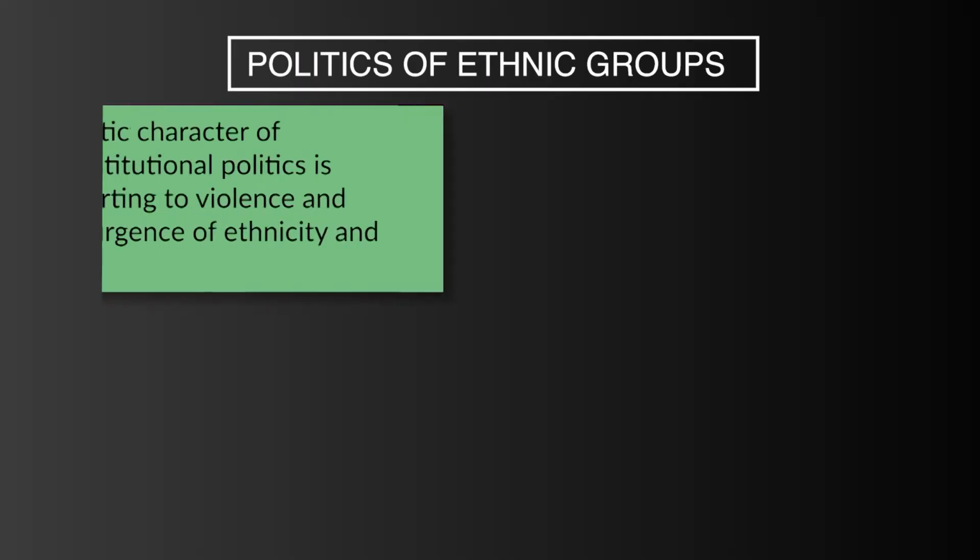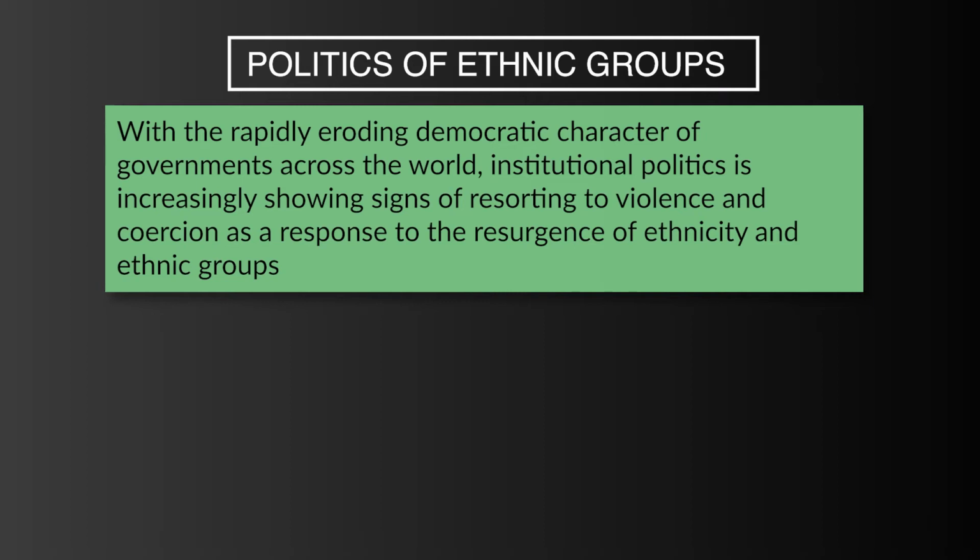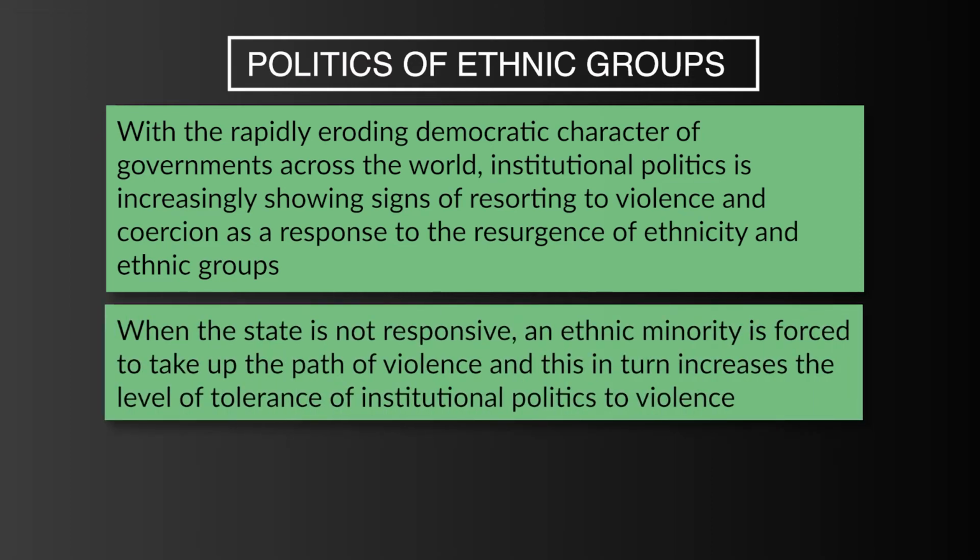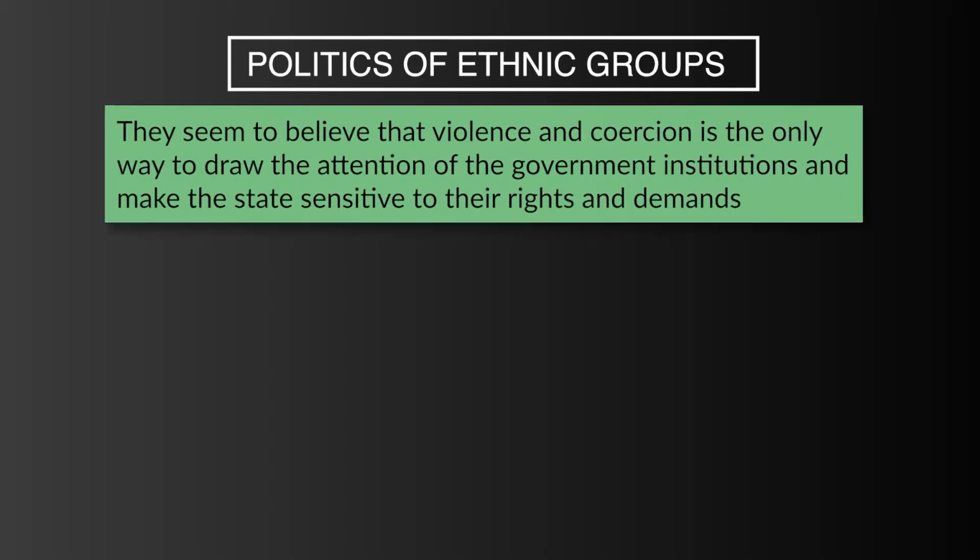So therefore, governments are increasingly showing signs of resorting to violence and coercion in order to manage the resurgence of ethnic groups. An ethnic minority also feels that if they don't undertake the path of violence, they will not be recognized, their issues will not be taken up, and therefore institutional politics have become more and more tolerant to violence, both because of the role of the state as well as because of the ethnic groups who take up violence in order to either receive recognition or because they have to be managed.